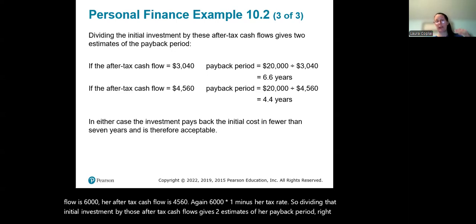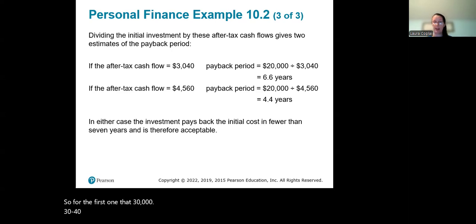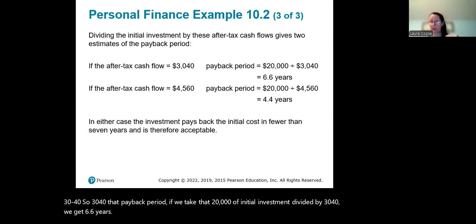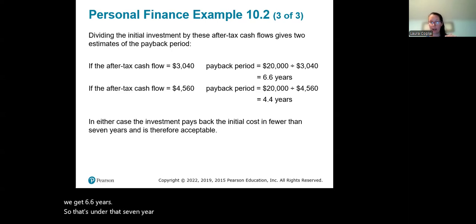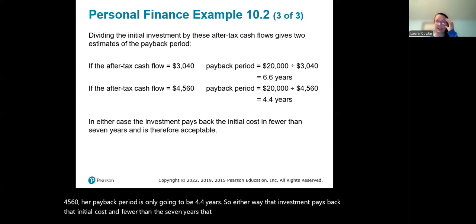So for the first one, if we take that 20,000 of initial investment divided by 3,040, we get 6.6 years. So that's under that 7-year threshold max that she wants. If the after-tax cash flow is 4,560, her payback period is only going to be 4.4 years. So either way, that investment pays back that initial cost in fewer than the 7 years that she wants, and it's acceptable to her.